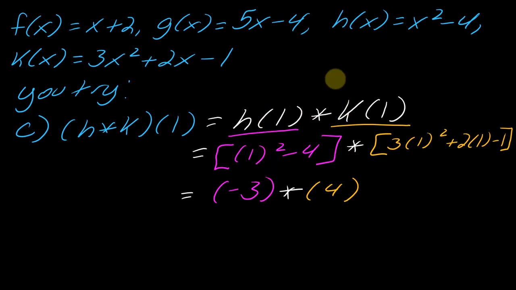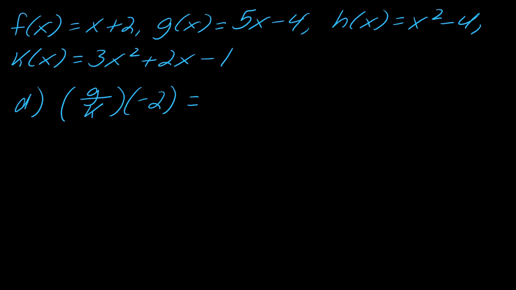So this is the other route you can take. You can plug that number into each function and then just multiply the two results together. That's what this is really asking you to do in this case. So this would equal -12. But you could have, if you wanted to, though I personally think it's more work, taken x squared minus 4 times 3x squared plus 2x minus 1, figured out what that is, and then plugged in 1. It's whatever you want to do.